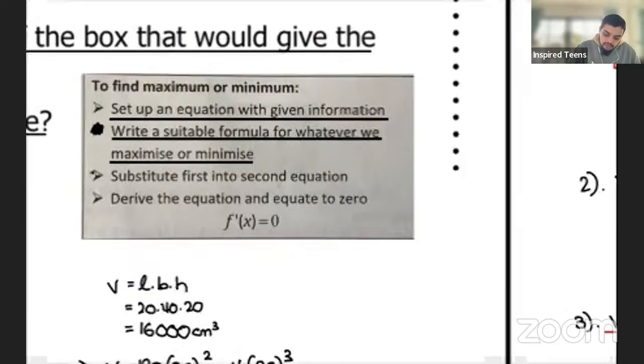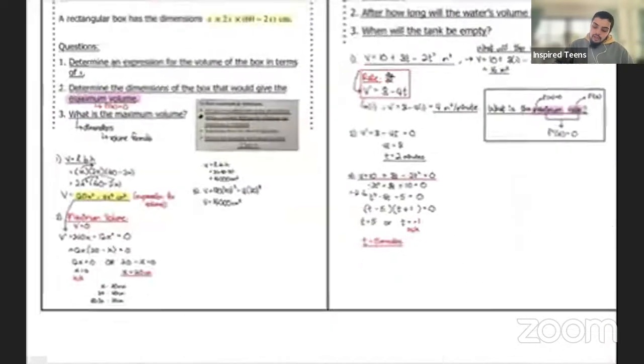You don't always have to do this. This is just representing one in terms of the other. It's not always the case, okay? But the fact remains that if you want to find a maximum or minimum, you need to derive it and equate it to 0. So that's exactly what we're going to do here.